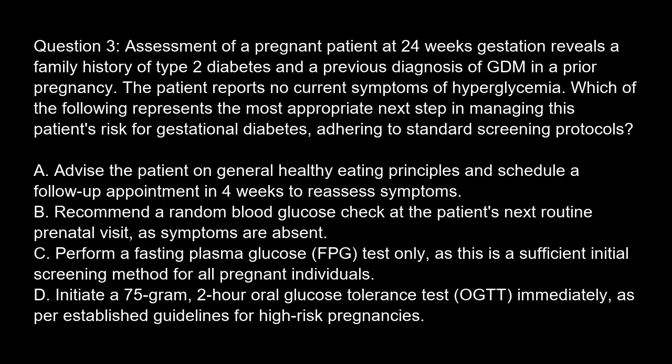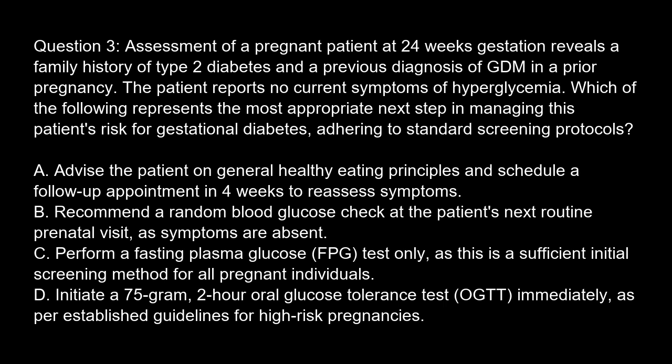Question 3. Assessment of a pregnant patient at 24 weeks gestation reveals a family history of type 2 diabetes and a previous diagnosis of GDM in a prior pregnancy. The patient reports no current symptoms of hyperglycemia. Which of the following represents the most appropriate next step in managing this patient's risk for gestational diabetes, adhering to standard screening protocols?